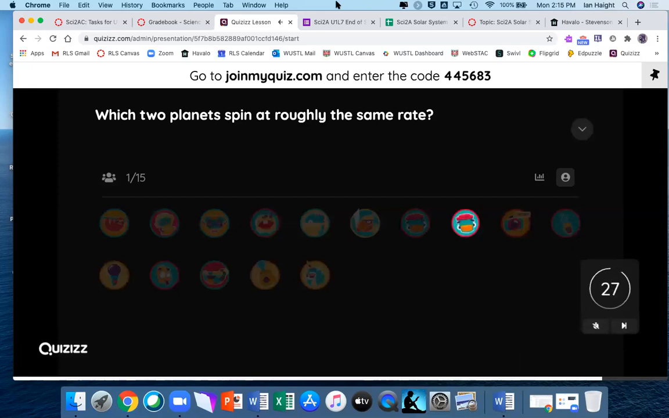Which two planets spin at roughly the same rate? This was mentioned in the presentation.